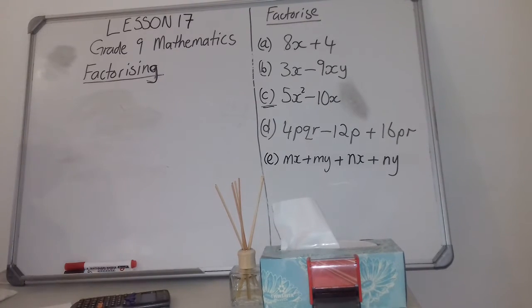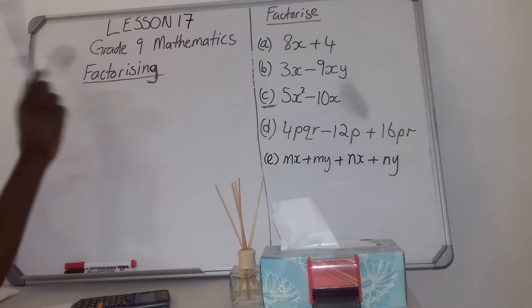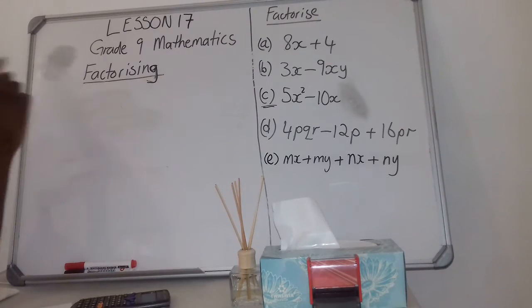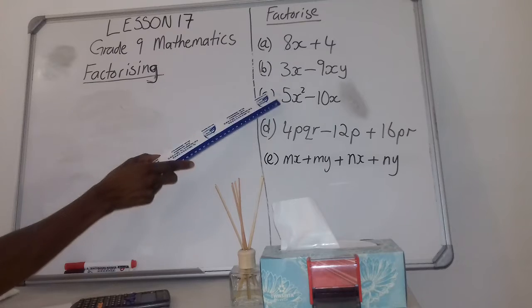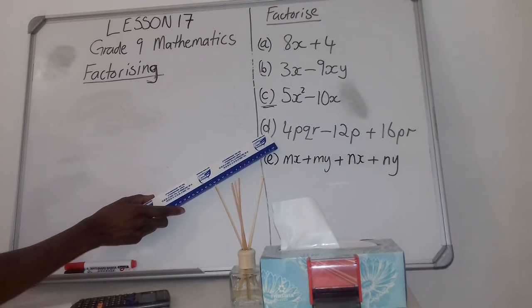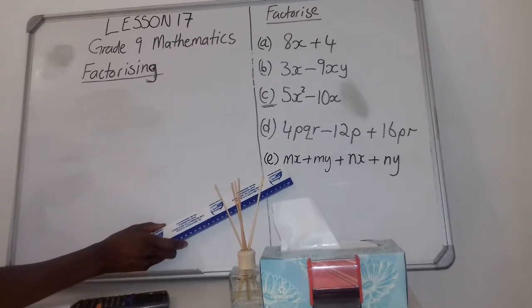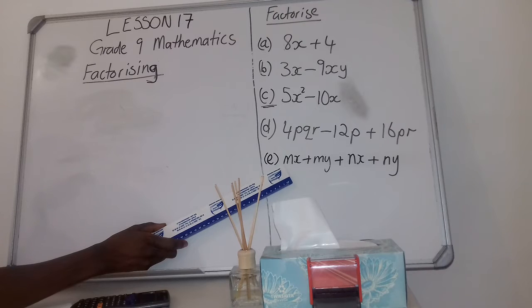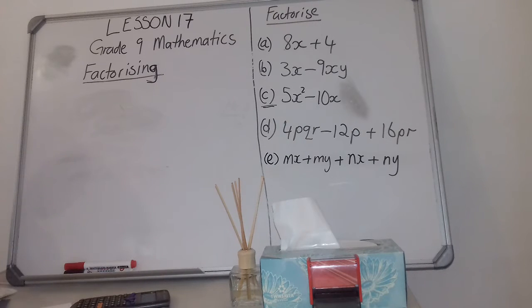you want to factorize these terms, or this expression. For a, b, c, d, you factor out the common factor, but for e you factorize by grouping. Now, if you want to master how to factorize, first you should revise how to find the highest common factor.